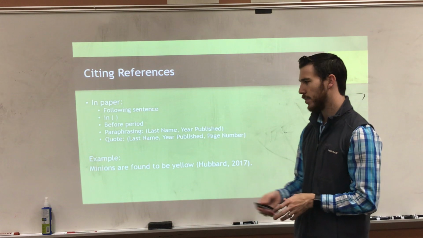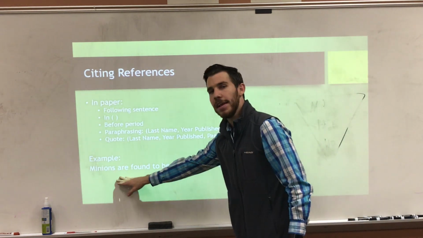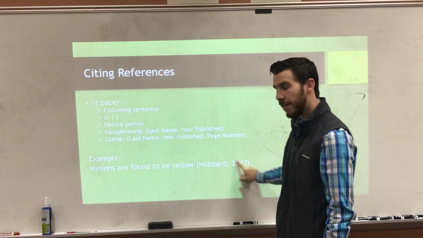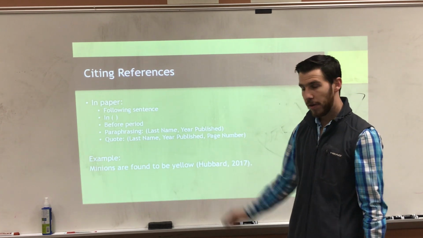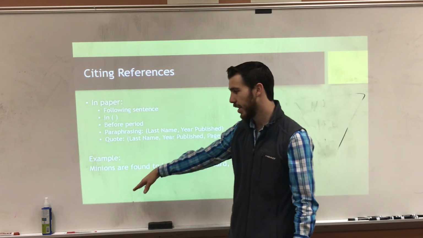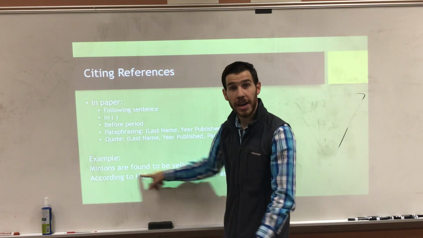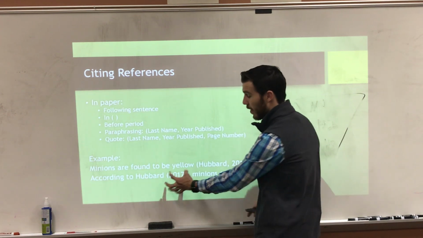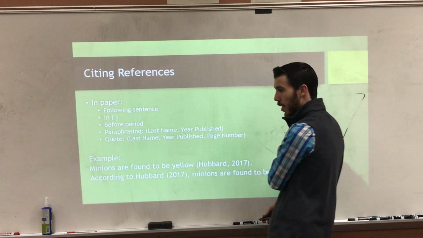So here's a few examples. I love Minions, by the way, so I have some Minion examples. Minions are found to be yellow, and then in parentheses, Hubbard, comma, 2017. So there you go for that one. That's paraphrasing. Or if you say something like, according to Hubbard, since you already have the name here, right after that you put in parentheses the year of publication. Minions are found to be yellow.